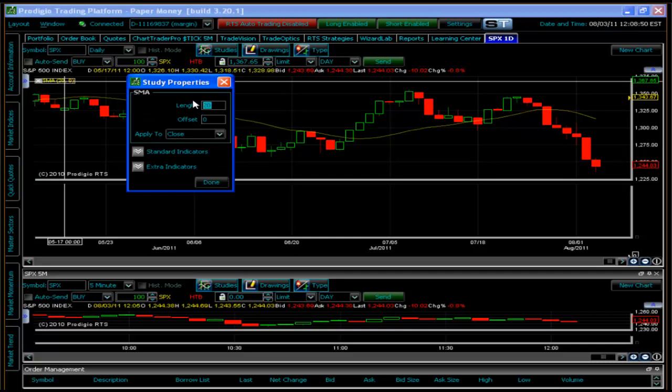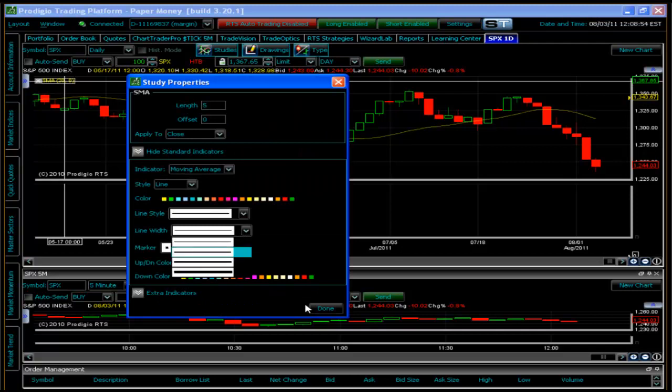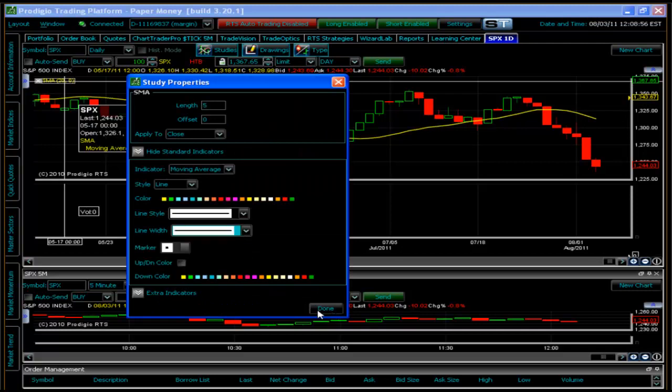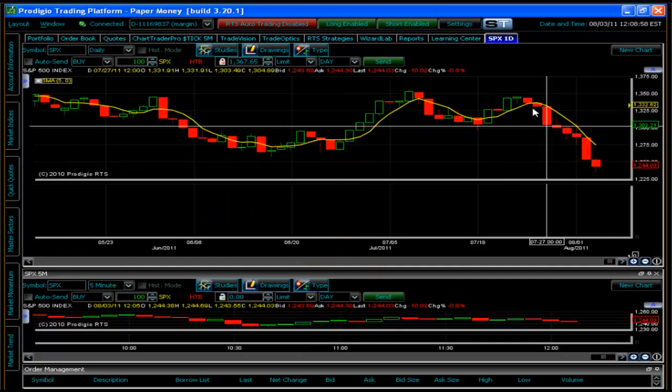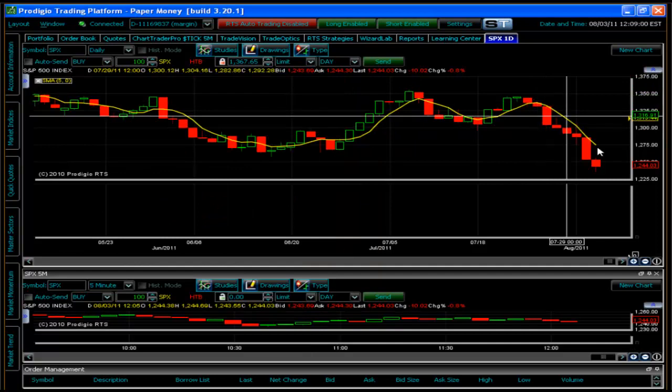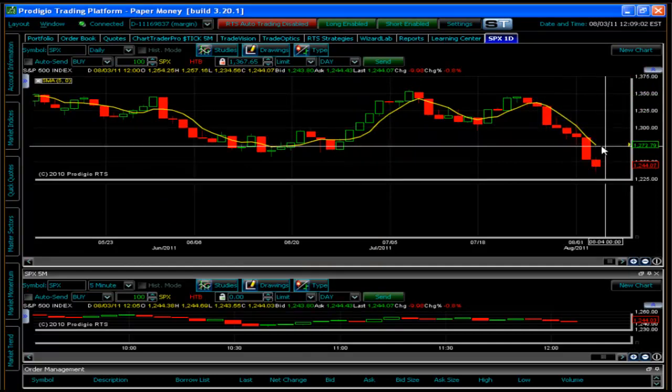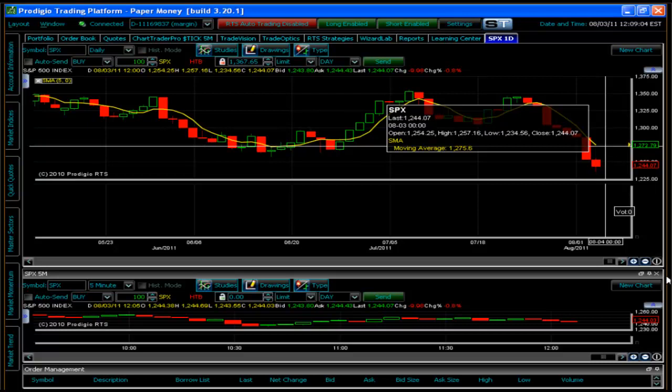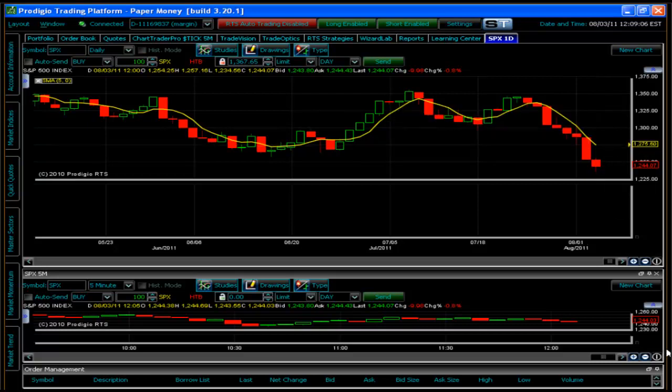So I'm going to do a 5-period moving average. And I'm also going to make the line a little thicker just to demonstrate a little bit. You'll notice that the moving average is starting to trail downwards. And this is something that you can use Prodigio's Wizard Lab to easily identify. And you can create all kinds of filtering conditions that say things such as only short the stock right now.